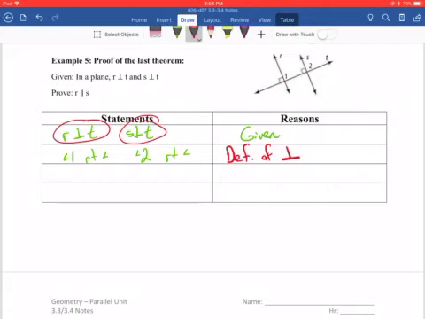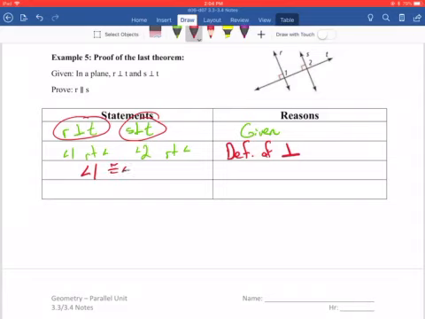Alright, so I have angle 1 is a right angle, angle 2 is a right angle. What can you declare, do you think? They are congruent. If angle 1 is a right angle and angle 2 is a right angle, then obviously angle 1 will be congruent to angle 2, but I can't write obviously for a reason. What do I write? If two angles are right angles, then they are congruent.